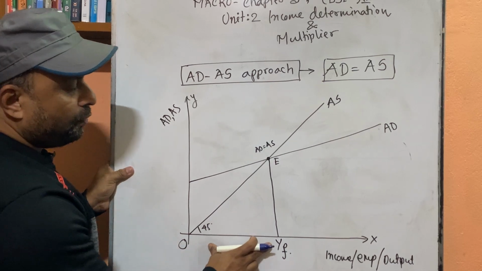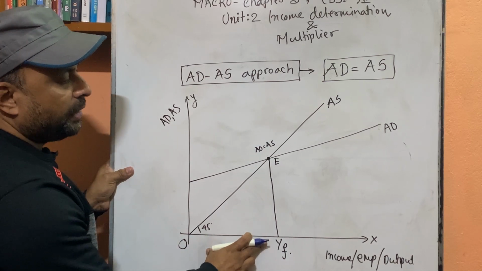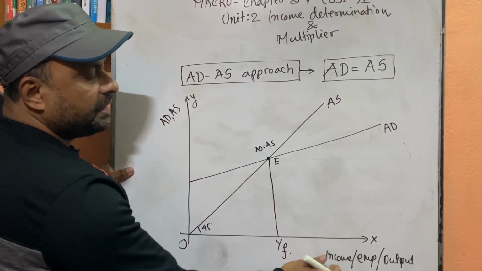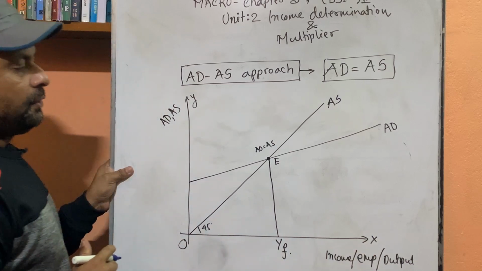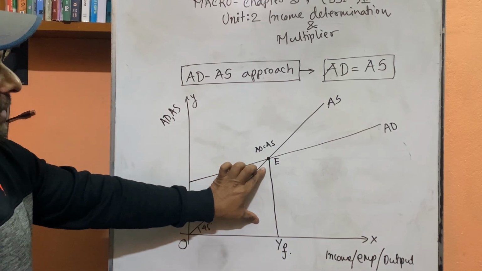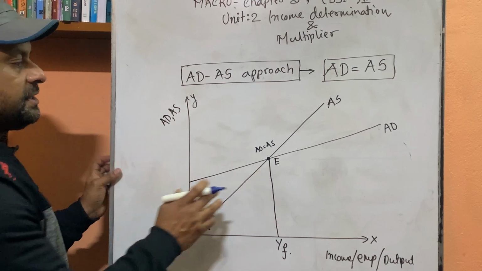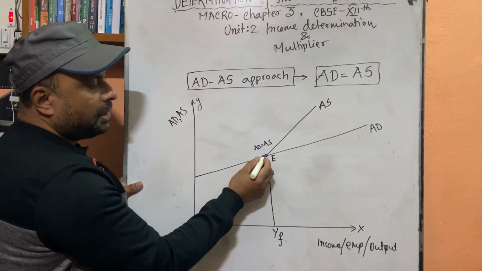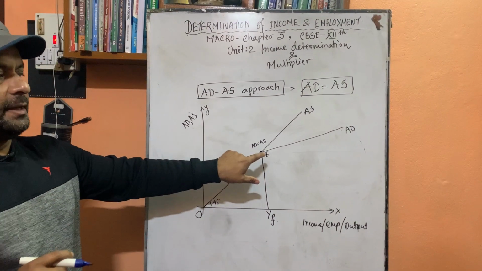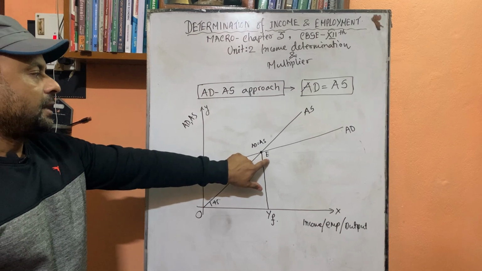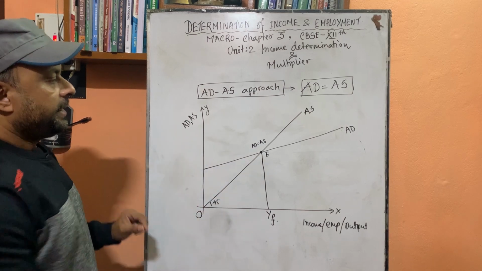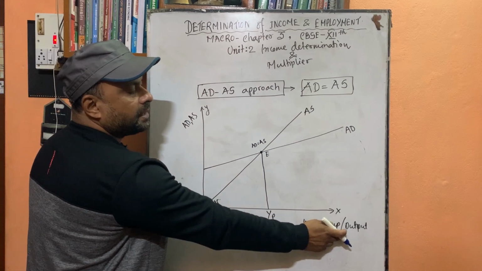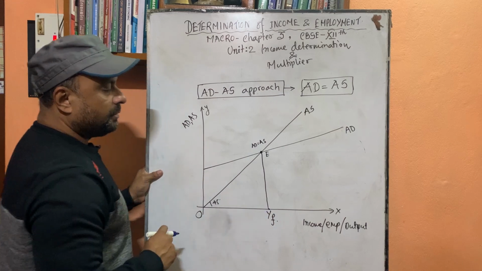So OYF is that level where the country's equilibrium level of income, employment and output is determined. Why so? Because EYF is that level of aggregate demand which is sufficient to maintain full employment in the country. So this point is also called the full employment level of equilibrium, because at that level we get the equilibrium level of income, employment and output of the country. So this is our equilibrium level of income and output.